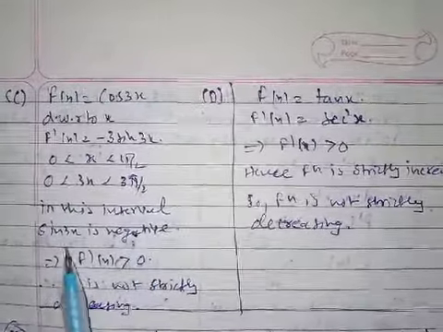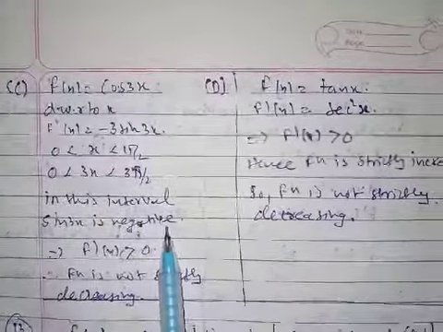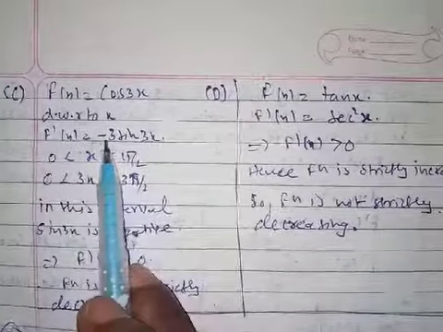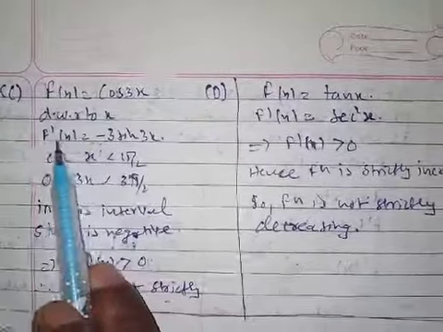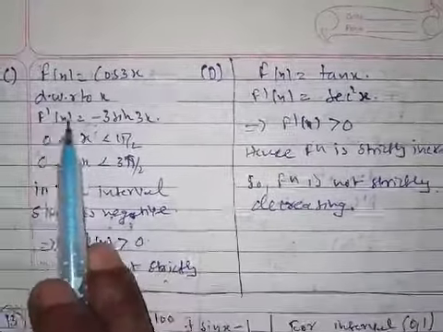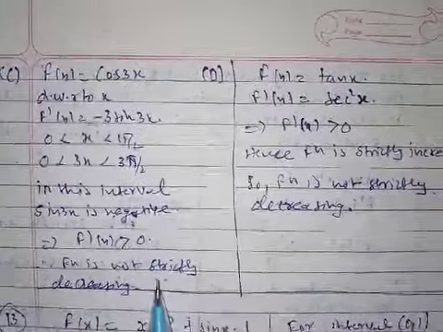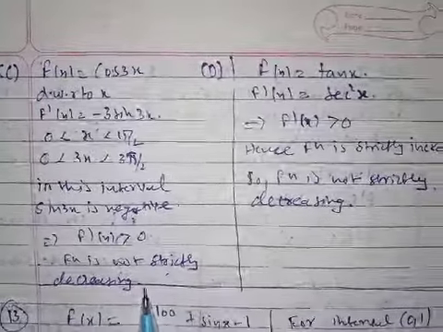In this interval, sin 3x is negative. Okay, sin 3x is negative, so negative means it will multiply with this minus and become positive. So f dash of x will be greater than 0. So the function is not strictly decreasing in this interval.